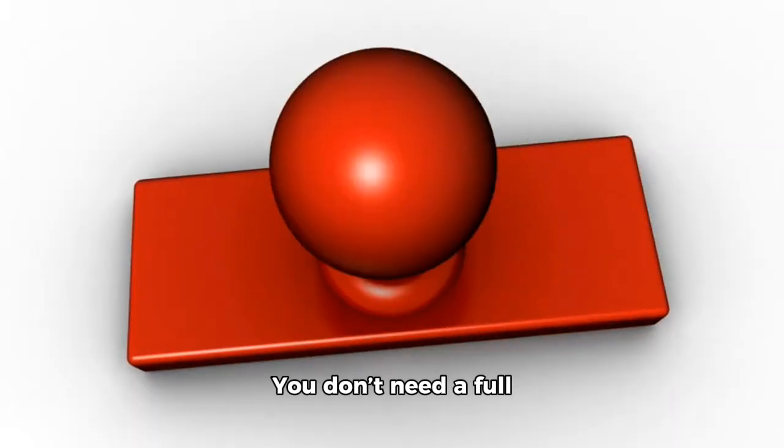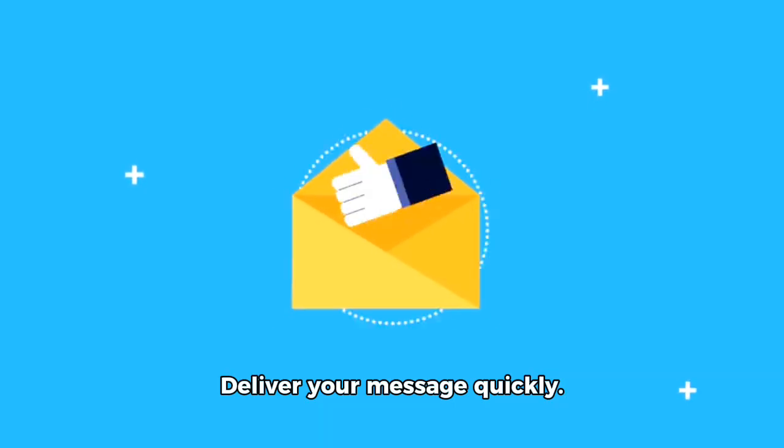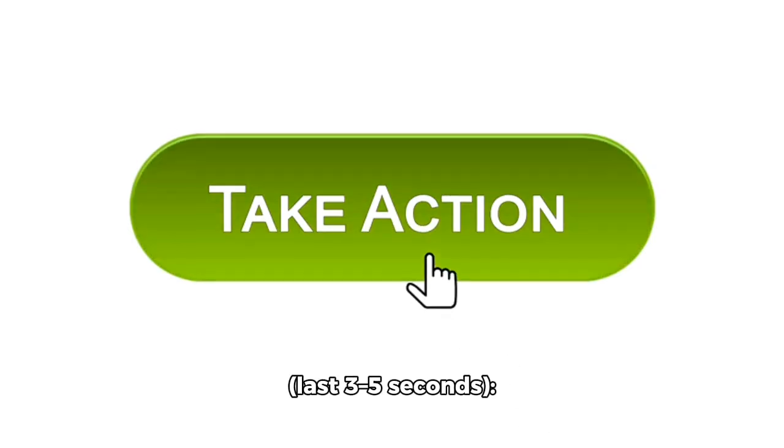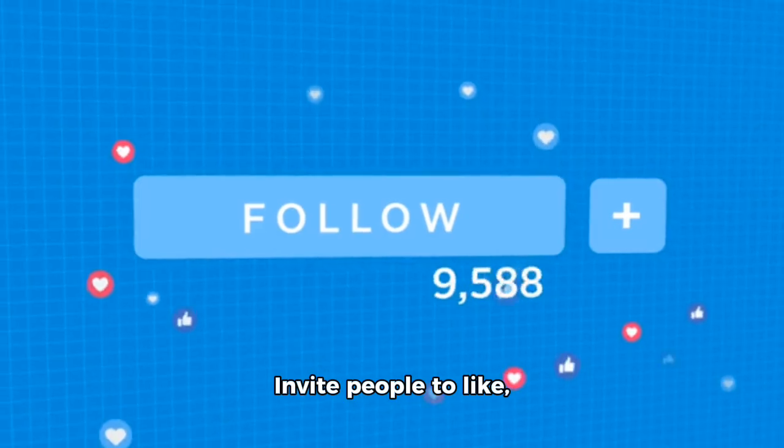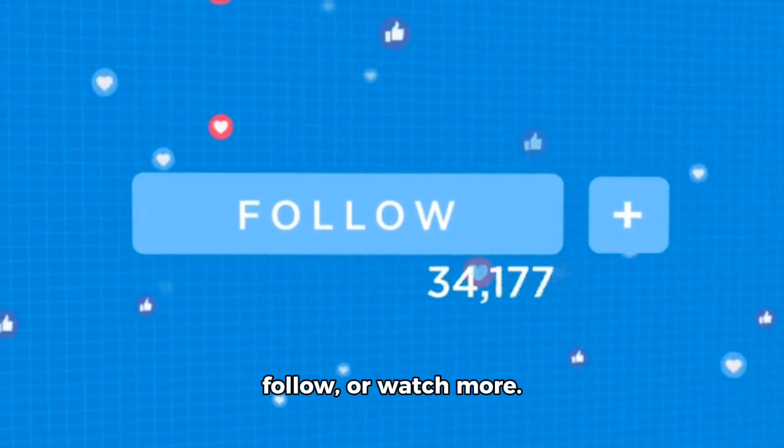3. Write a quick script or plan. You don't need a full script, just a plan. Hook, first 1 to 3 seconds: ask a question or show something visually striking. Value or story, next 40 to 50 seconds: deliver your message quickly. Call to action lasts 3 to 5 seconds: invite people to like, follow, or watch more.